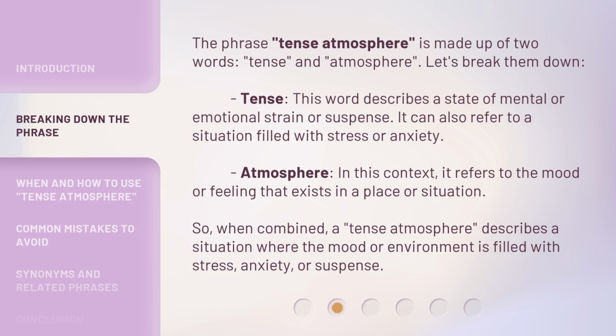The phrase, tense atmosphere, is made up of two words, tense and atmosphere. Let's break them down. Tense. This word describes a state of mental or emotional strain or suspense. It can also refer to a situation filled with stress or anxiety. Atmosphere. In this context, it refers to the mood or feeling that exists in a place or situation. So, when combined, a tense atmosphere describes a situation where the mood or environment is filled with stress, anxiety, or suspense.